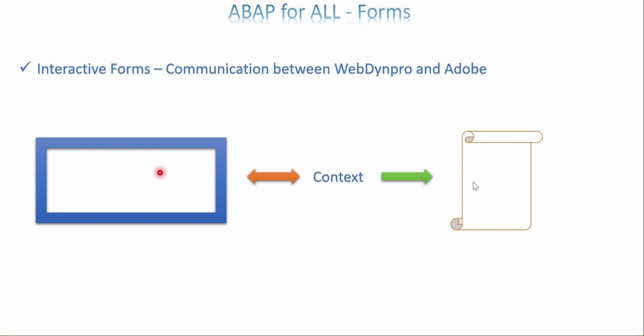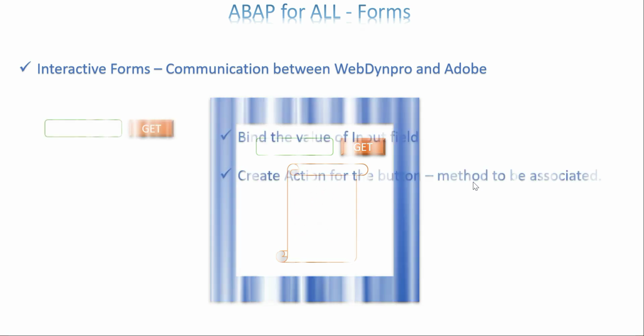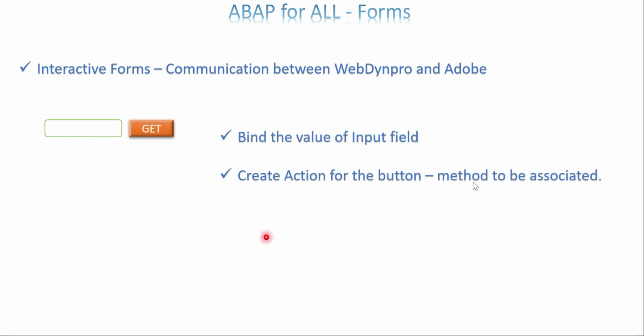So everything is based on the user input, which is happening with the help of WebRender component. Okay. And then I'm going to design like this: user input field and a button and this Adobe. So whenever the user enters the production order, based on the relevant information, it is going to be displayed in my Adobe form. So a few technical steps.